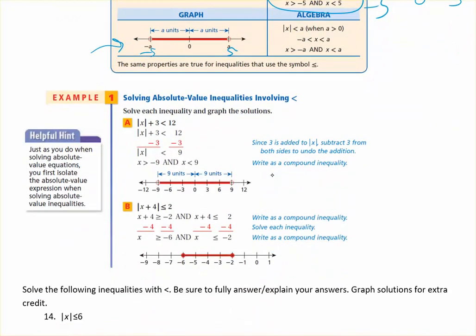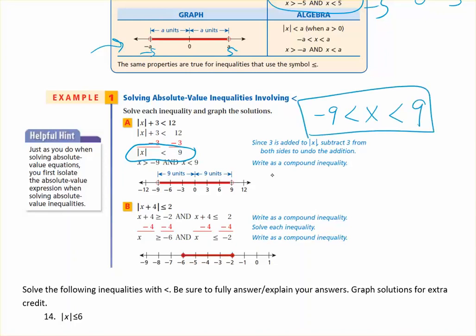So here's another example. The absolute value of x plus 3 is less than 12. Well, the first thing you have to do is isolate your absolute value, so you subtract 3 from both sides, and you get the absolute value of x is less than 9. Now we think to ourselves, what does that mean? It means that x could be between negative 9 and 9. And you can write it like this, or you can write it as two separate inequalities, x is greater than or equal to -9 and x is less than 9.